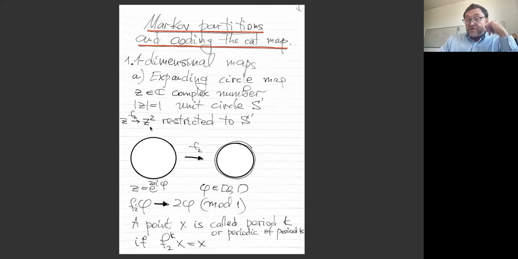An expanding map of a circle can be written in several different ways. Let me start with the first one. I look at the unit circle, and you could think of it as the unit circle in the complex plane. And I consider the map z goes to z squared when I restrict to the unit circle. One way to think about this map is I take a circle and wrap it around twice. If you write this map with z equal to e to the 2 pi i phi, then the map consists in: the angle phi between 0 and 1 goes to 2 phi modulo 1.